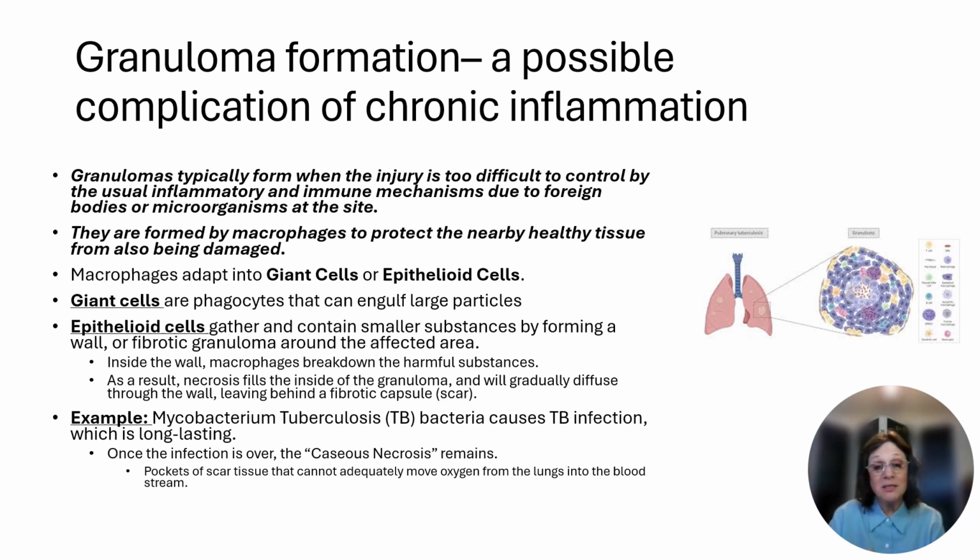One of the main conditions that we see this in, and yes, I'm going to test you on it, is Mycobacterium tuberculosis, or TB. In TB infection, which is a very long-lasting infection, once the infection itself is over, they end up with caseous necrosis. You remember that from Module 1. And this is where they have a pocket of scar tissue that can't adequately move oxygen anymore. So it's basically just an empty little case that can't do any job that the lung needs to do.